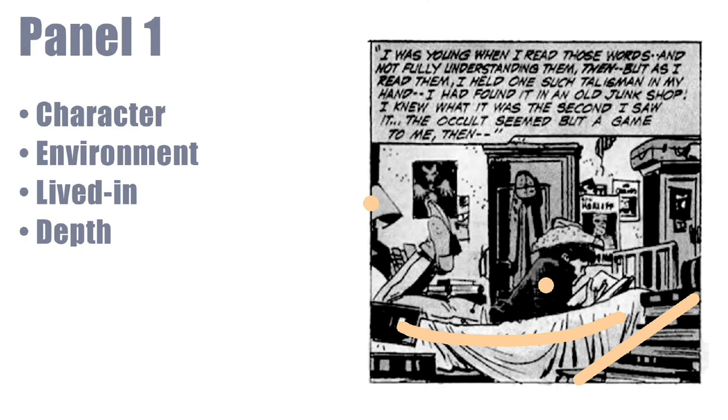Let's go now panel by panel. In panel 1, we have a few things that are focused on. The character, the environment, and depth. So for the character, we see the figure who's reading, and he's on a bed. He's comfortable. He's got his legs crossed. That tells us a lot about the character.